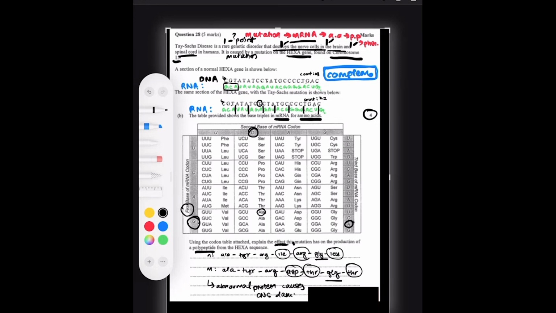Now, if you write an answer like this, you have a bulletproof answer. They cannot take a single mark off you. You've explained what kind of mutation it is, what the mRNA is, what the effect in the amino acid is. You've written the normal and dysfunctional amino acid sequences. You've used the table. You've explained what happens to the protein and finally phenotype. Perfect answer.